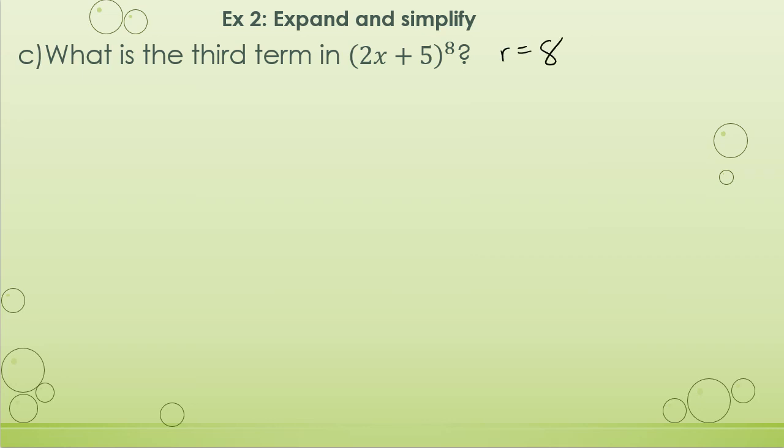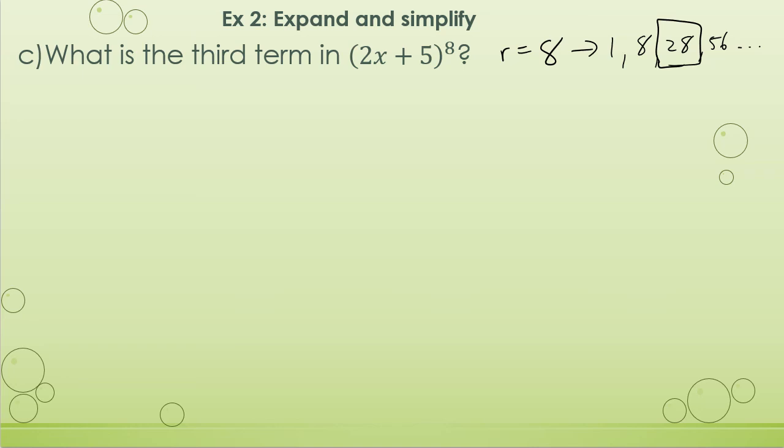Well, we don't have row 8 in our Pascal's triangle. Maybe take a second right now and throw row 8 on there. And when you do, you should get 1, 8, 28, 56, blah, blah, blah. I want the third term. What is my third term? Right there, 28.